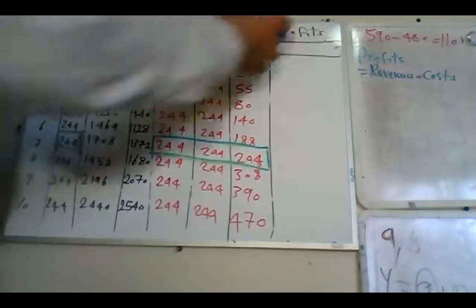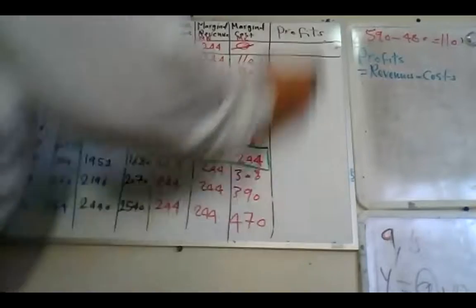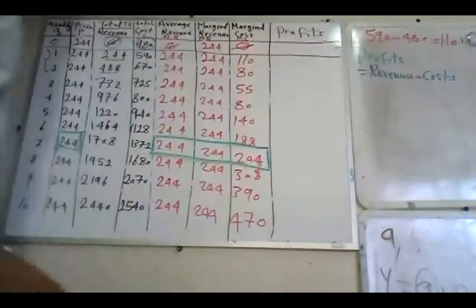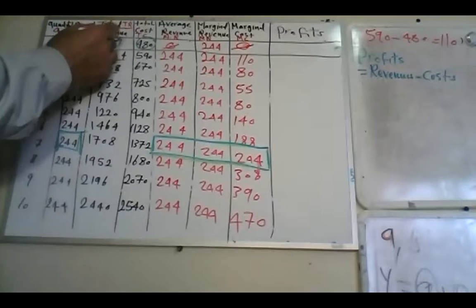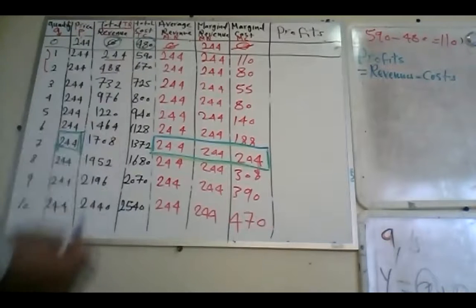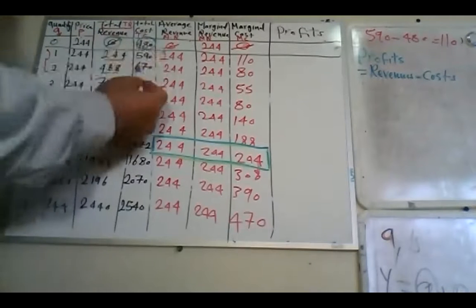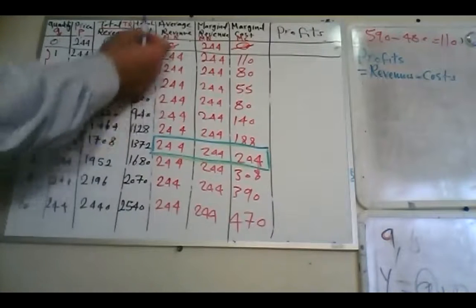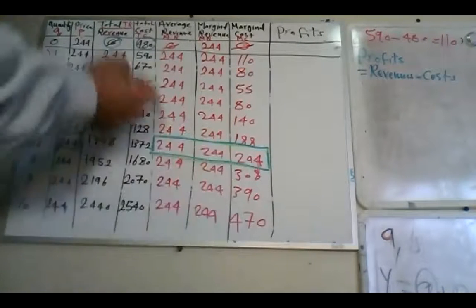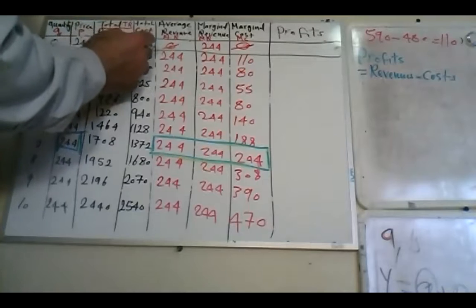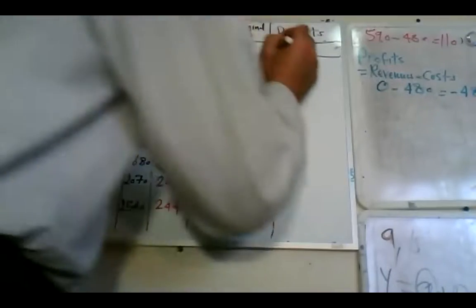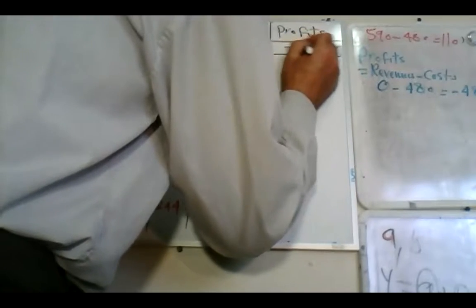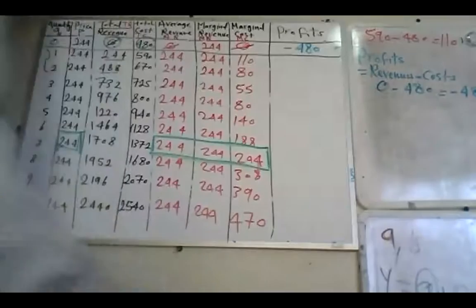So I will fill up this column this way. I have the total revenues in this column, and I have the total costs in this column. So what I will do is simply, as an example, 0 revenue minus 480, which gives me minus 480. So I will write here in the first column minus 480, and so on for the rest.